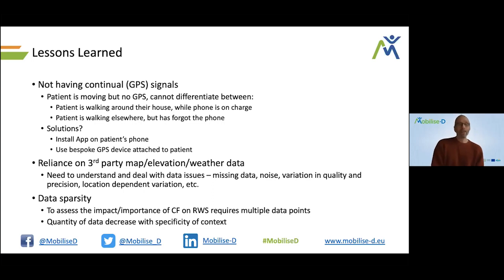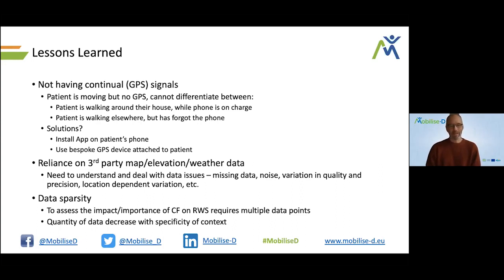To collect the contextual factors, we rely on third-party data, and this has variation. So we need to understand the variation and to be able to deal with it: missing data, noise, variation in precision and quality, and also the variation caused by different locations. However, it is pretty amazing that we have this data. Basically, we have worldwide mapping data, elevation data, and weather data now, which is astounding.